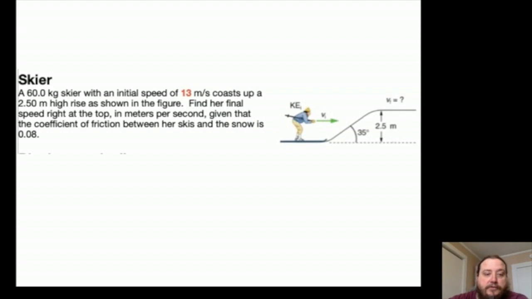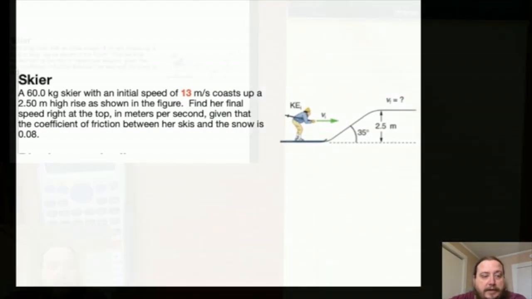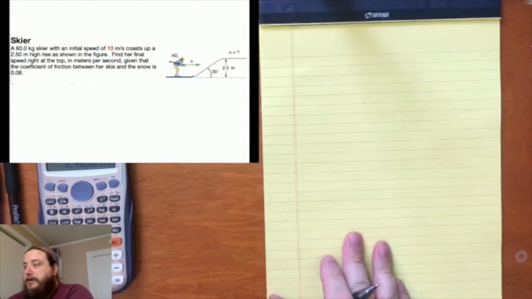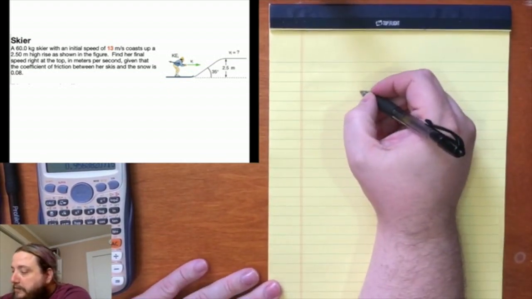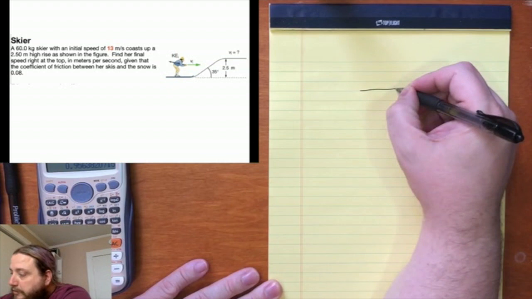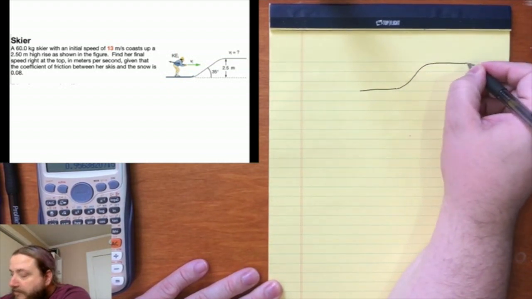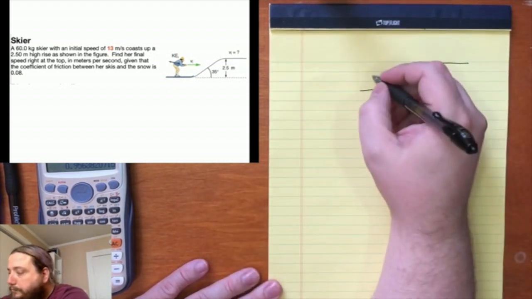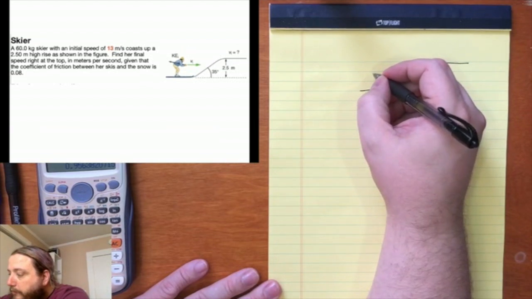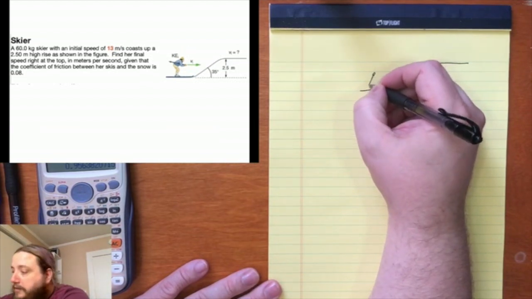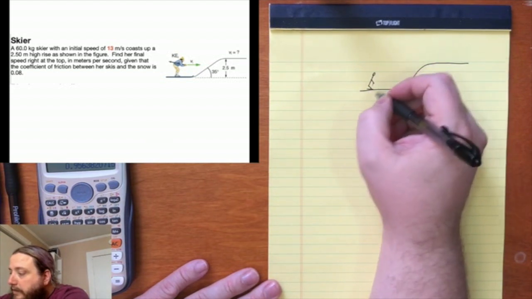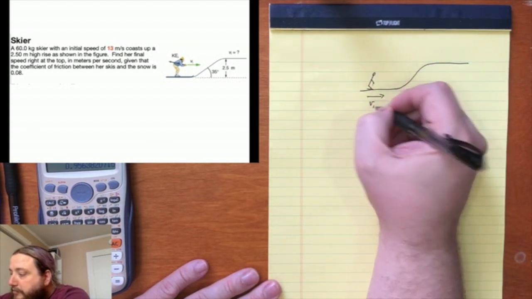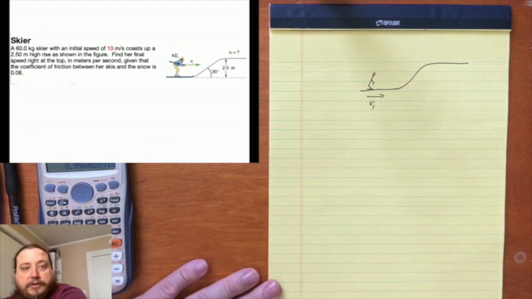All right, so let's go ahead and move that over here. So we again can draw our picture, choose our interesting moments in time. So our first moment here, there's our skier moving at some initial velocity, moment 1, or v1.